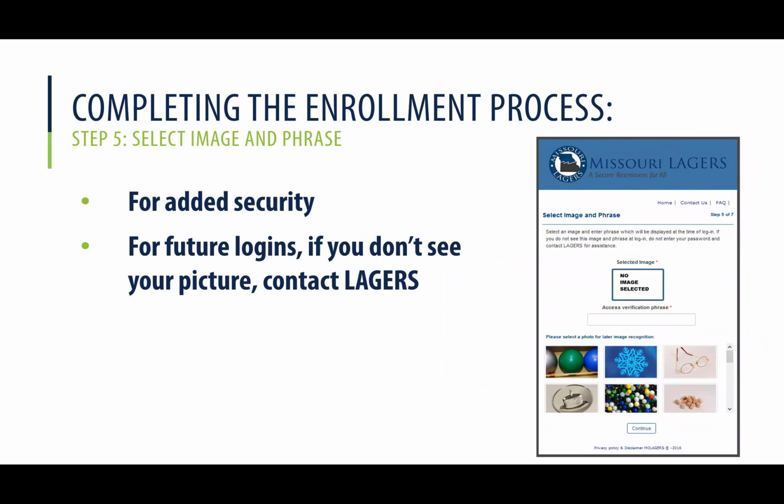On step 5, you are going to select an image and you're going to name that image with a phrase. This is just for added security, so that when you log in every time, you should see the picture that you chose and the phrase that you named it. So there will be options for the pictures there. So you're just going to pick whichever one you want.